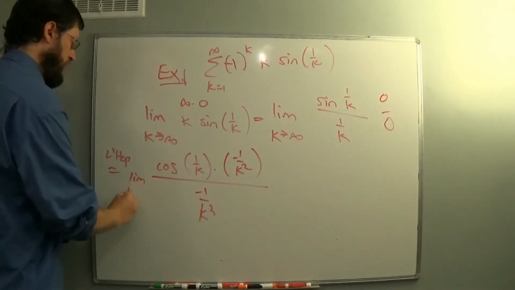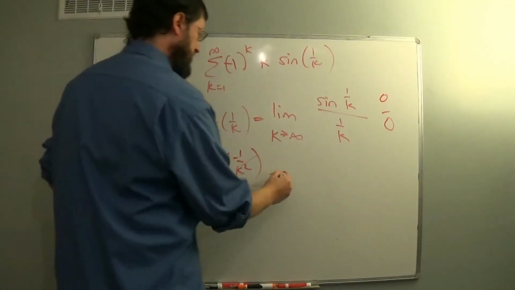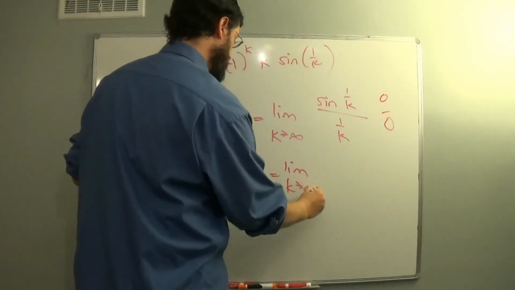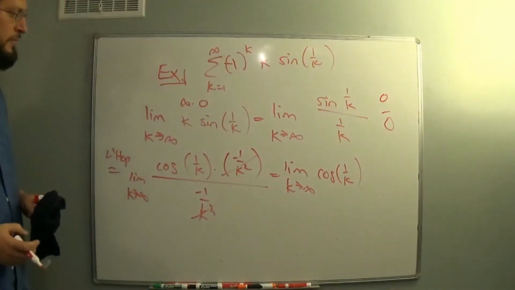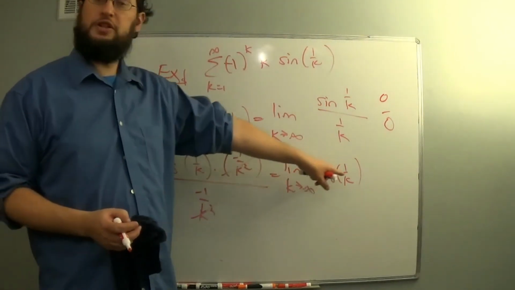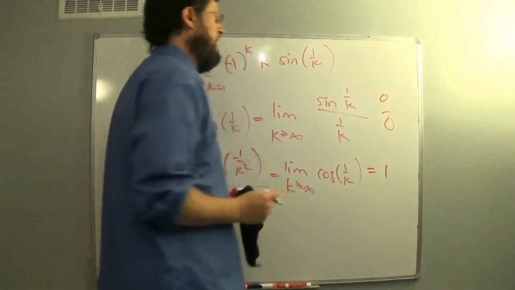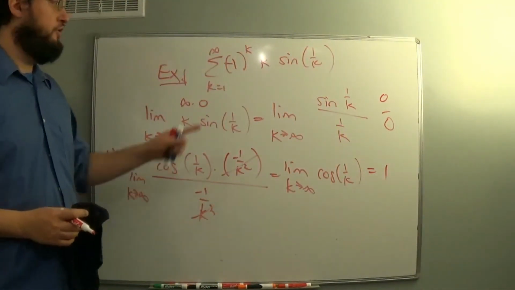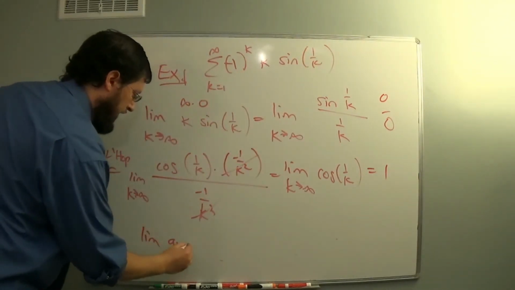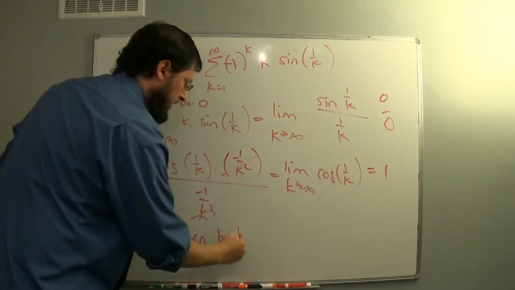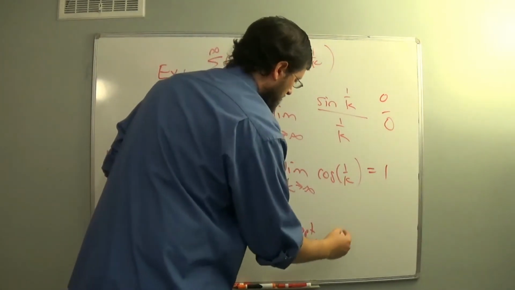So we'll still have the limit as k goes to infinity. Negative 1 over k squared will cancel. So we're really just looking at the limit as k goes to infinity of cosine of 1 over k. As k goes to infinity, this goes to cosine of 0, and cosine of 0 is 1. So the limit of the terms is 1. The limit of a_k is not 0, so by the divergence test, the series diverges.